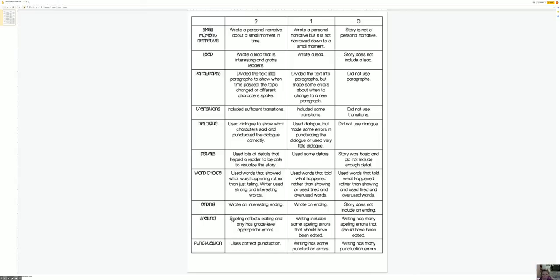Okay. Spelling. I understand if there's some spelling errors, it's okay. Spelling isn't the most important thing to me, but it is part of writing. Okay. So if most of your spelling is there, you'll get 2 points. If you've got some spelling errors, you probably should have edited, you'll get 1. And if you've got lots of spelling errors, we're going to give you 0 on that one.